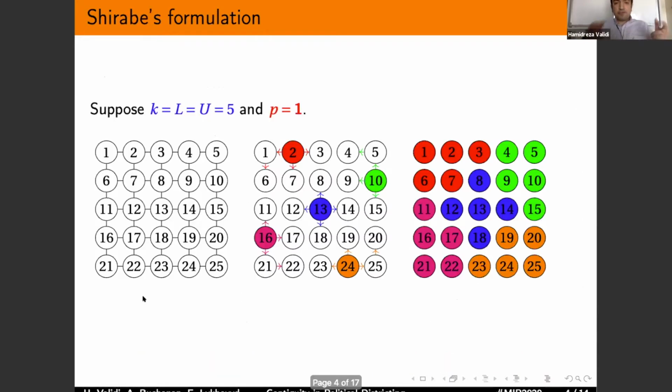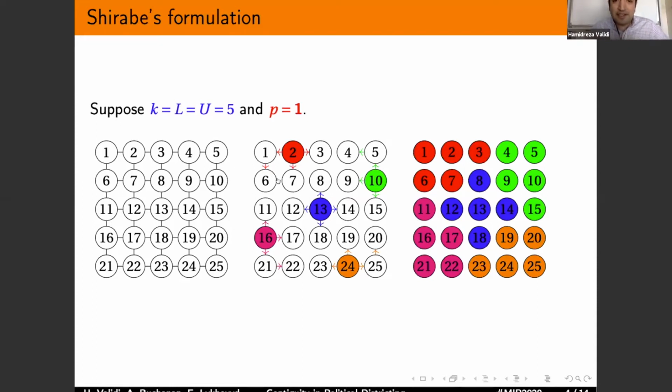So the next question is how people capture the contiguity. I want to talk about a flow-based formulation that was first proposed by Shirabe for the districting problem. Consider a very simple grid graph. Suppose that the population on each vertex is 1, and we want to have 5 districts such that the population in each district is equal to 5. We want to partition this grid graph into 5 districts such that each of them has exactly 5 people.